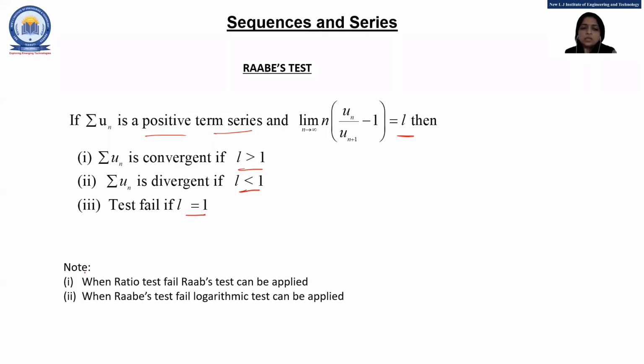Now, the note, please listen carefully and keep in your mind. When the ratio test fails, you can apply Raabe's test. You can also apply the comparison test. Okay. So when the ratio test fails, you can solve with Raabe's test and comparison test. But when Raabe's test fails, then you can apply the logarithmic test.